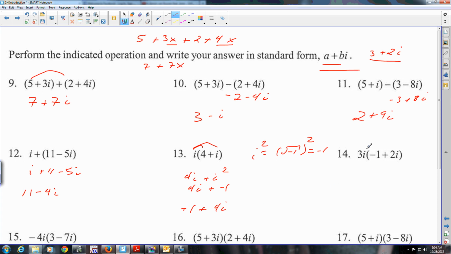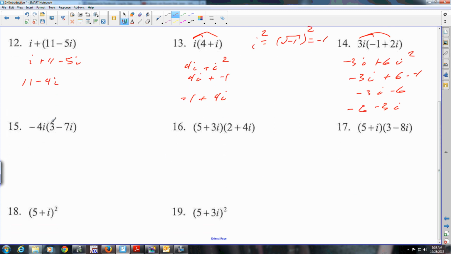Okay. This would distribute inside, so that would be negative 3i plus 6i squared. i squared is negative 1. So it'll be negative 3i minus 6. So then you rewrite it, minus 6 minus 3i.